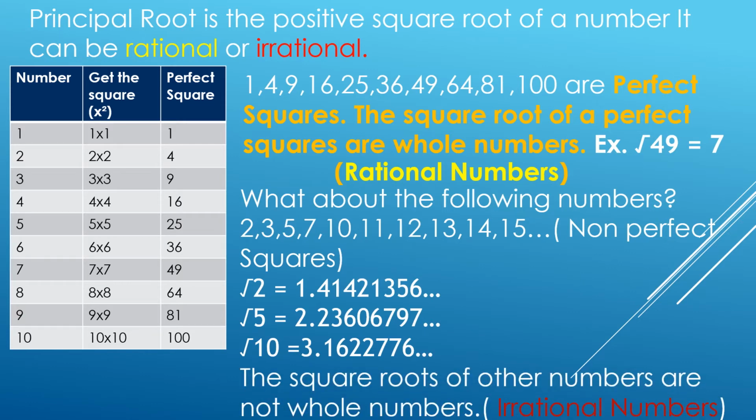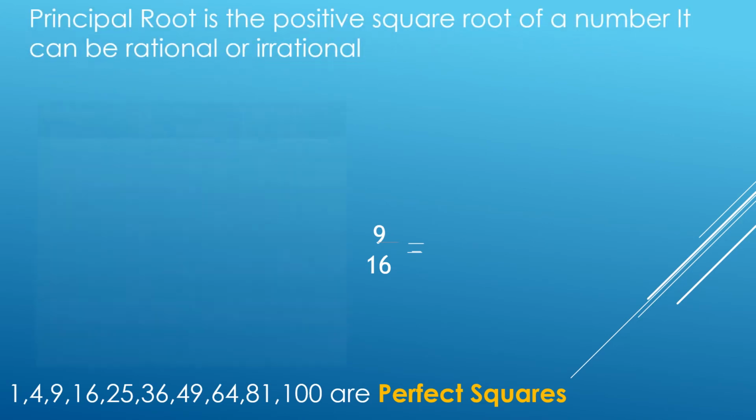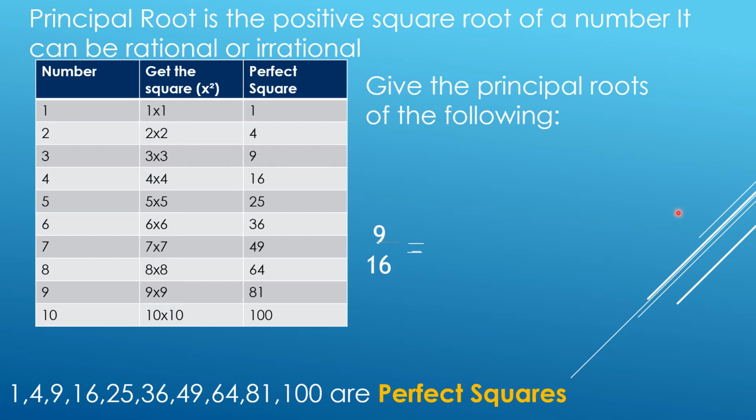Okay, so now, let's find the root of a number, the principal roots. Okay, so I'm gonna put this table for your reference. Again, the principal root is the positive square root of a number, and it can be rational or irrational.